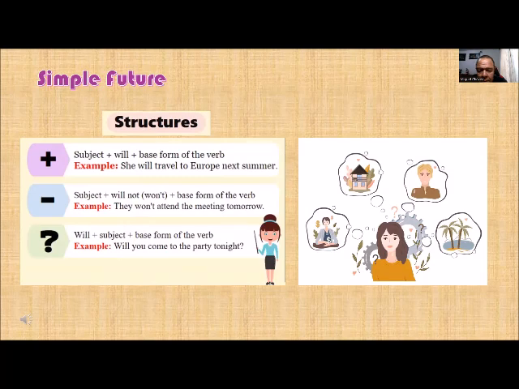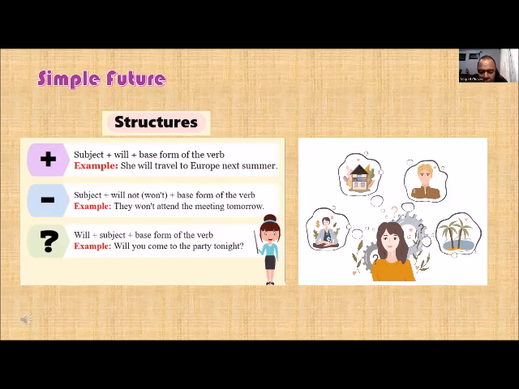Let's get started. When we talk or write about plans, expectations, schedules, and predictions, we often use the simple future tense. The simple future tense helps convey an action or state that will begin and end in the future. The simple future tense is formed using the auxiliary verb will with the main verb. The formula is subject plus will plus main verb. For example, she will travel to Europe next summer.